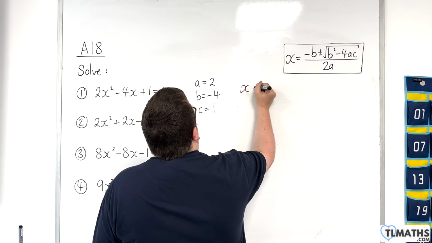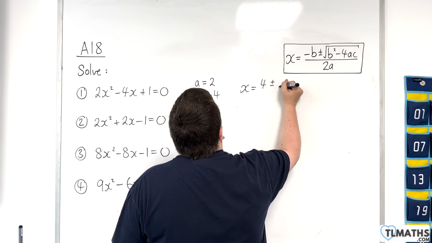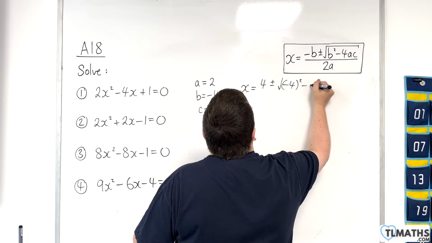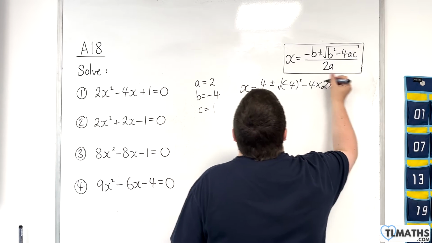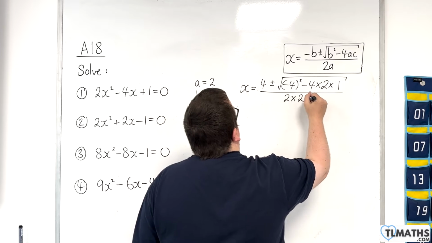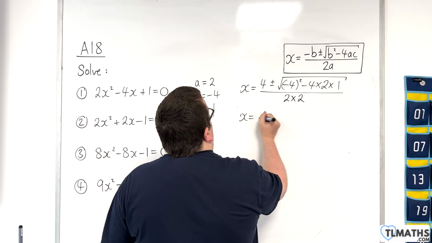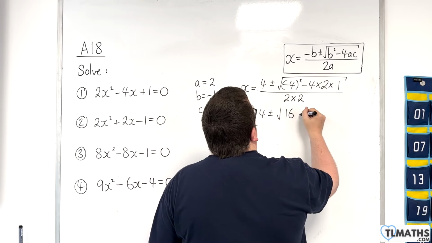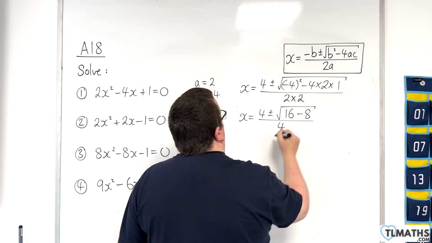So, x is equal to minus b, so minus minus 4, so positive 4, plus or minus the square root of b squared, so minus 4 squared, take away 4 lots of a, which is 2, times by c, which is 1, all over 2 lots of a, so 2 lots of 2. Okay, so we have 4 plus or minus the square root of, so minus 4 squared, so 16, then take away 4 times 2 times 1, so take away 8, all over 4.